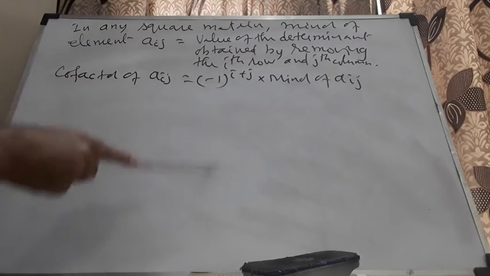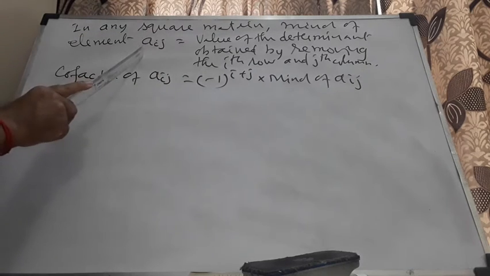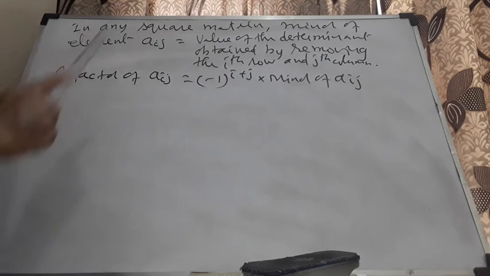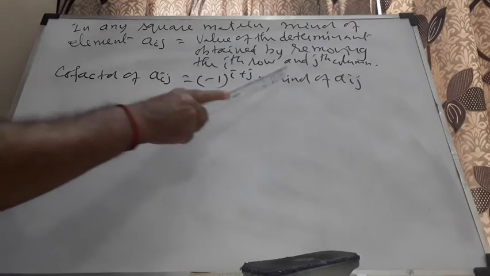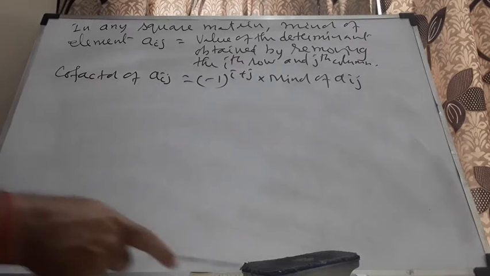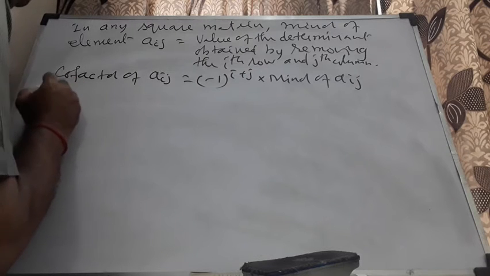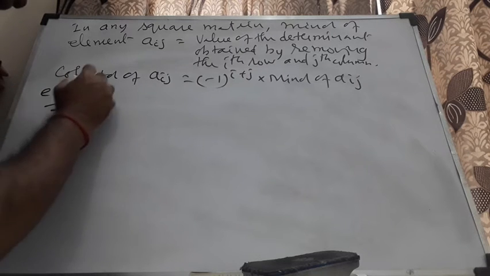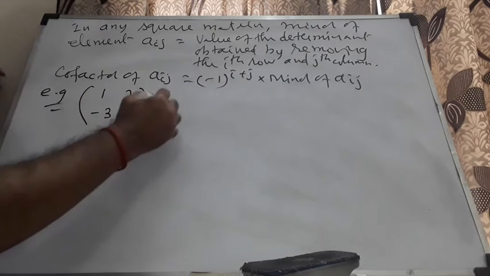The value of that particular determinant will be nothing but the minor of the element Aij. Then the cofactor of Aij is defined to be (-1) raised to i plus j into the minor of Aij. Now, if I do it with a 2 by 2 matrix, it will be easier for you to follow. Example: let me take the matrix 1, 2, -3, 7.